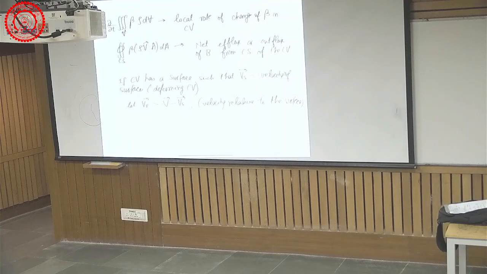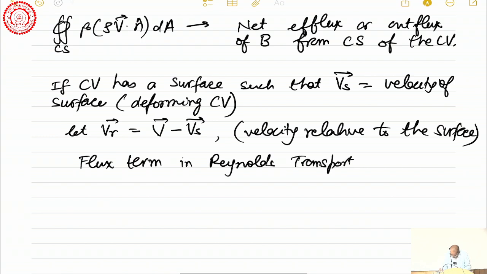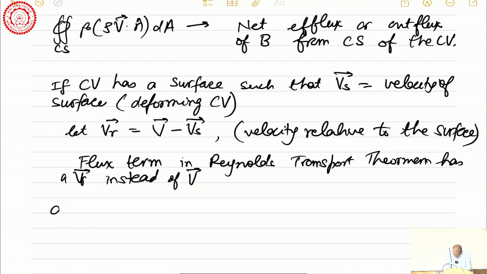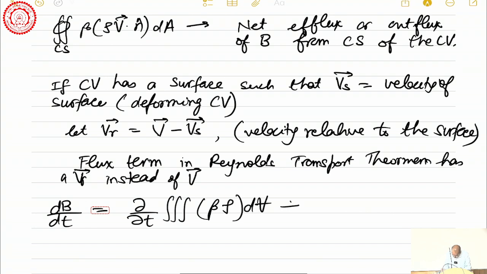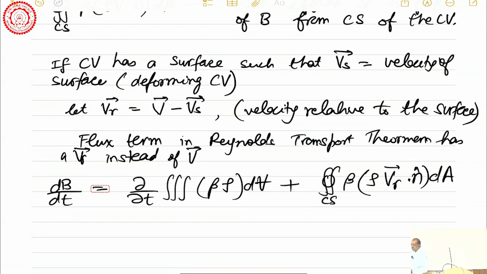So in this case, the flux term in Reynolds transport theorem has Vr instead of V, and so the general form of Reynolds transport theorem is as follows. So, you can think of this as the Reynolds transport theorem when the control volume is expanding or shrinking.